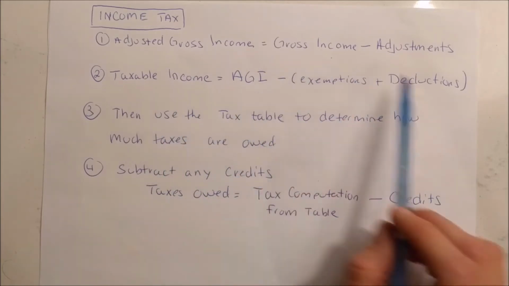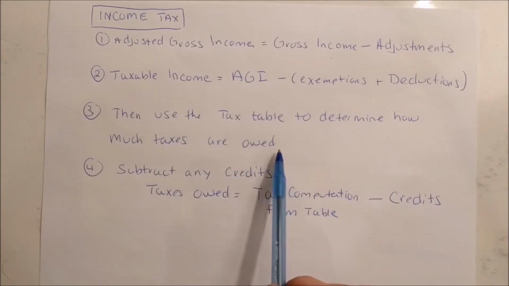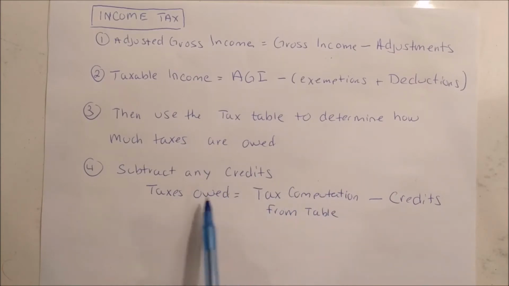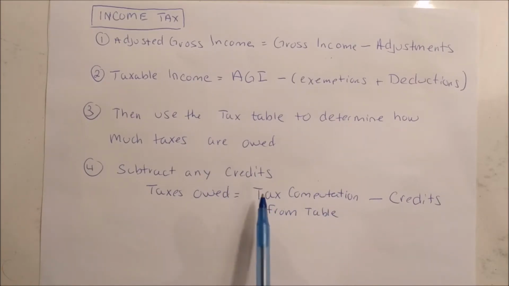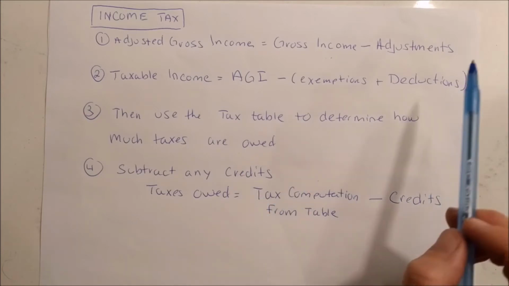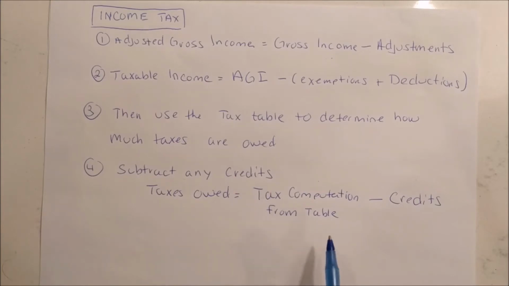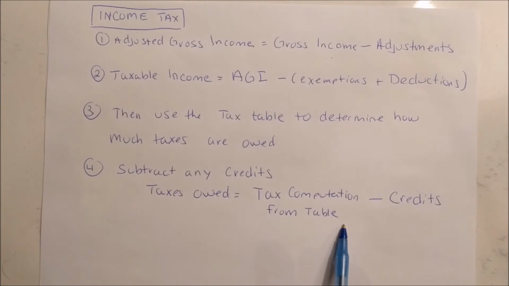Then you take this number and you go to the tax table. There's a chart to determine how much taxes are owed based off your taxable income. After that, you would subtract any tax credits. So those are different. There's separate vocab here: adjustments, exemptions, deductions, and then tax credits come off at the very end. So you would take your tax computation, figure out how much you owe from the chart, and then subtract off the credits. And that's how much you really owe. So we're going to do an example of that with actual numbers in a second.